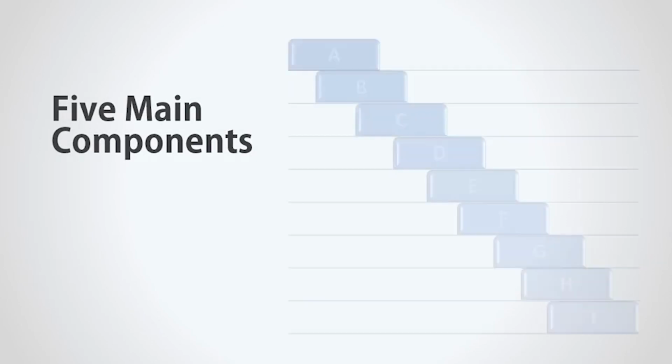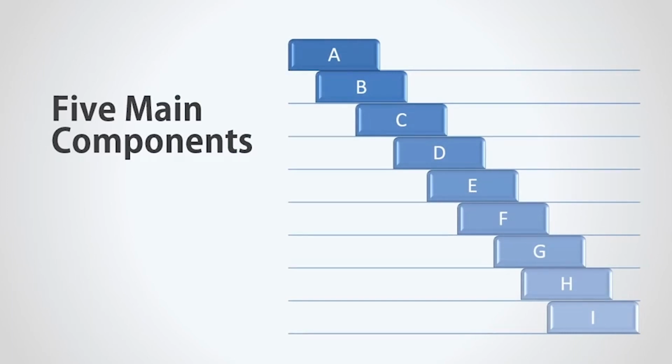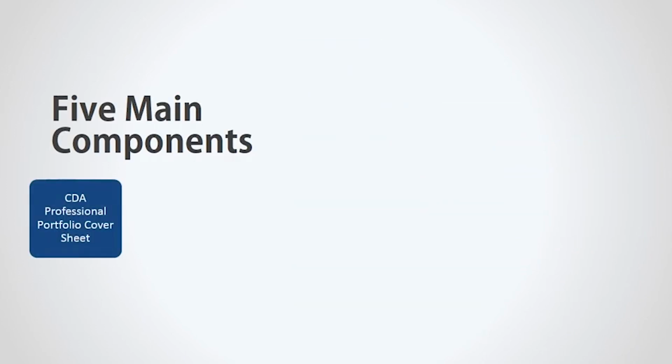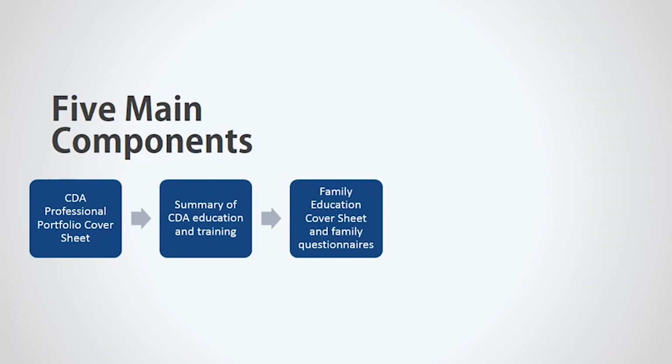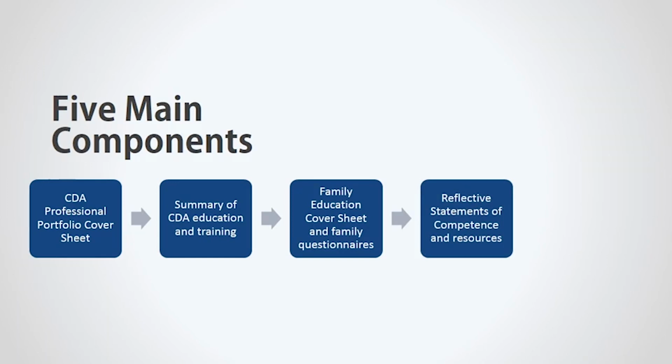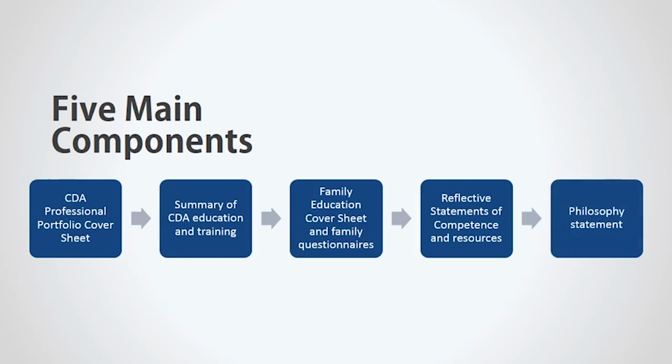Your portfolio should be neat and professional and will include 5 main components. You will assemble these 5 components into 9 separately tabbed subsections. Letter the tabs A through I. The first main component is the CDA Professional Portfolio cover sheet. Second is a summary of your CDA education and training. Third is the Family Education cover sheet and Family Questionnaires. Fourth are 6 reflective statements of competence, followed by related resources. And last is a philosophy statement summarizing your professional viewpoint.